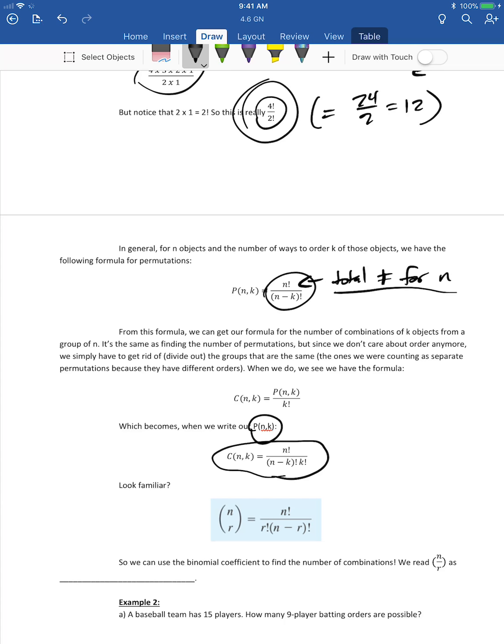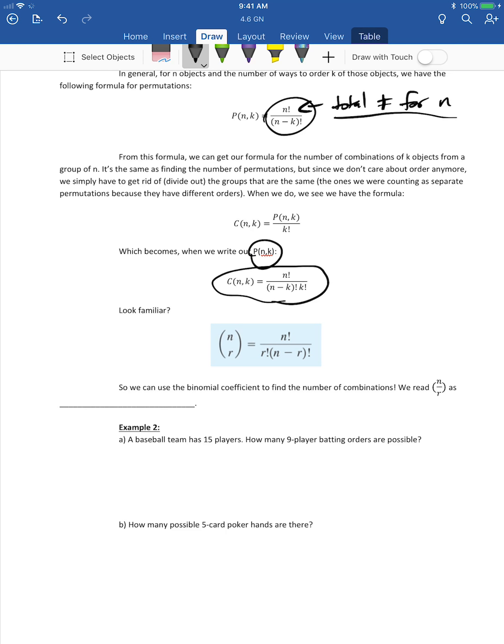Does this look familiar to us? n choose r equals n factorial over r factorial times n minus r factorial. In this case, we're using k instead of r, but it's the exact same formula. So really, we can use the binomial coefficient to find the number of combinations. Remember that we read n r, that really should be n choose r, as n choose r.